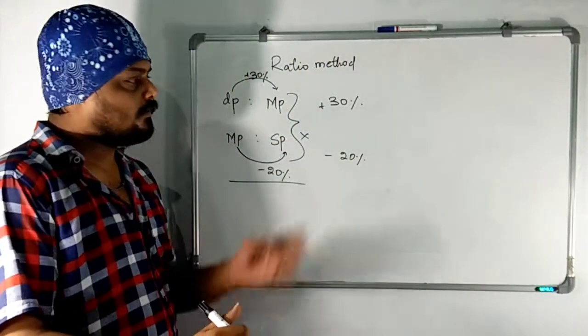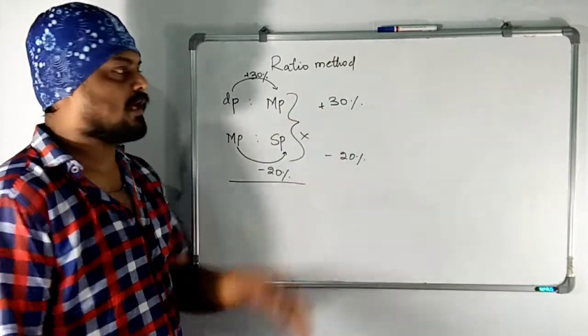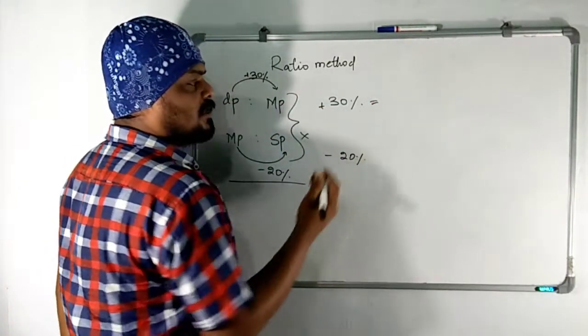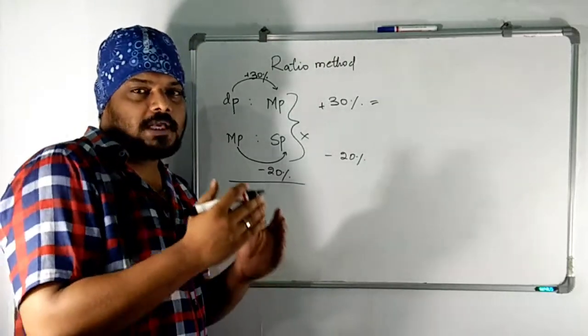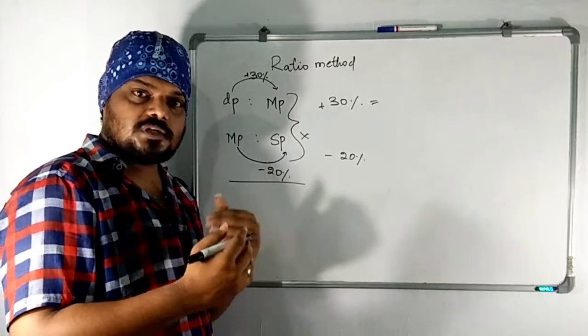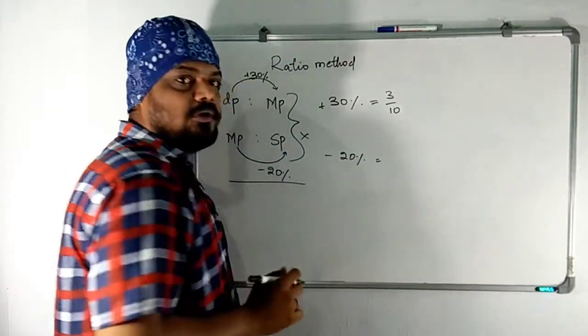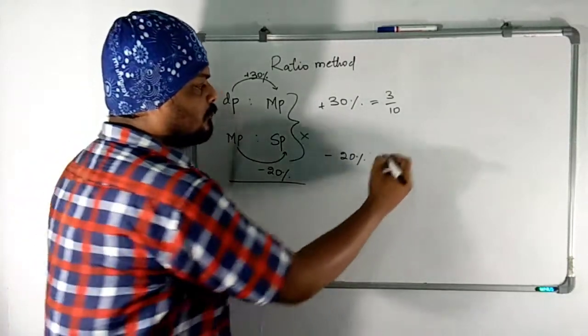So here I am converting the percentage values into fractions. What is the fraction value of 30 percent? The fraction value of 30 percent is 3 by 10, since 30 upon 100 is 3 by 10. And 20 percent is 1 by 5.